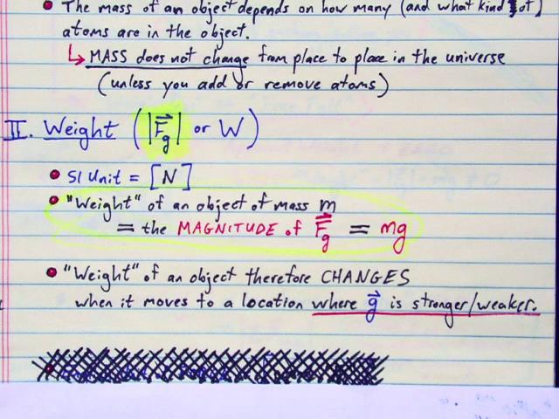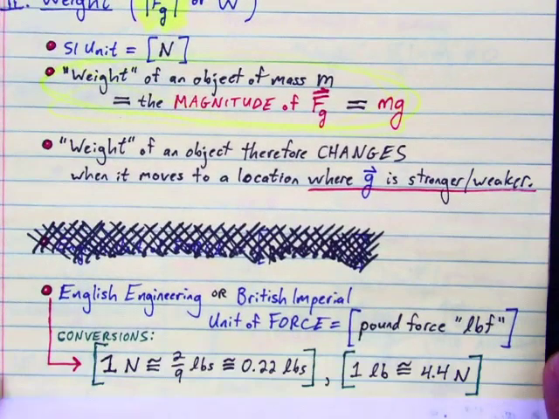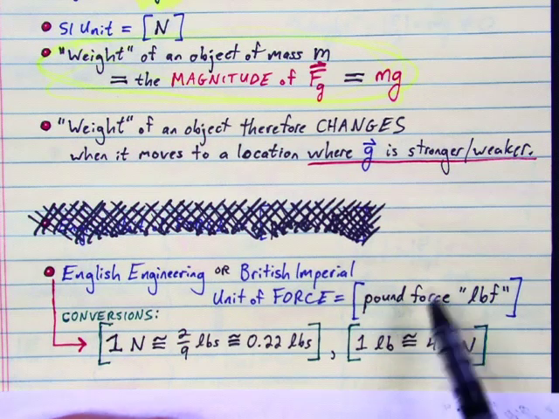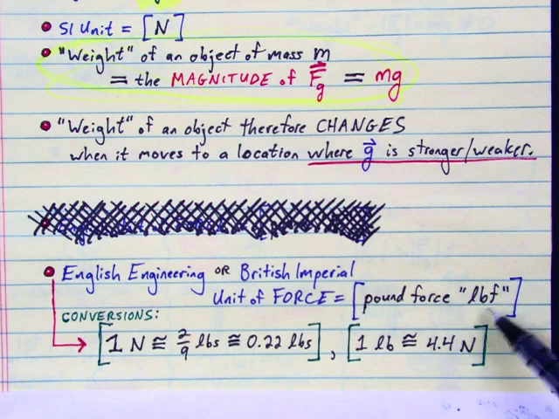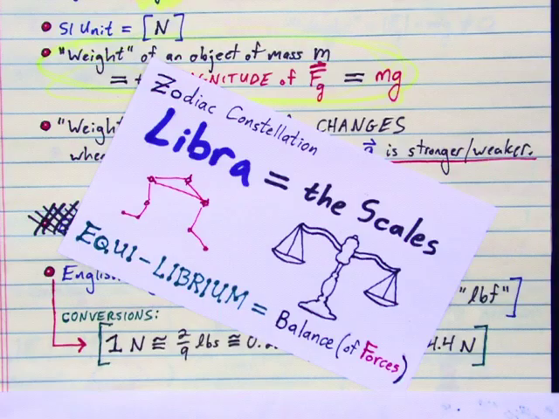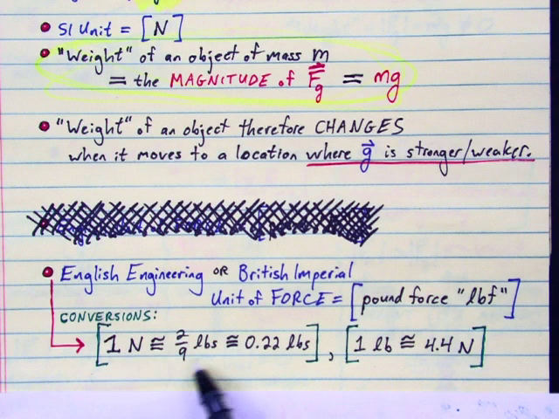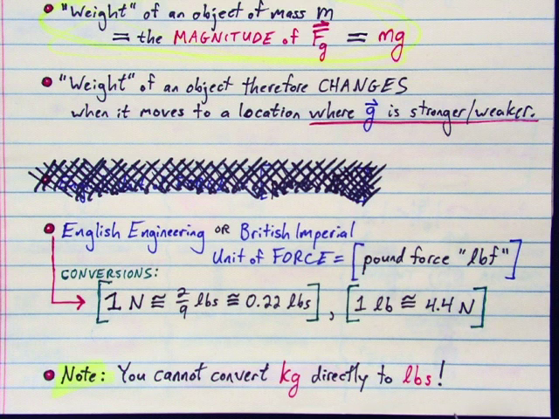You probably measure your weight in pounds, which is the English engineering or British imperial unit for force. Pound force is the unit that's used in those systems, or sometimes just called pounds, lb for short. lb stands for libra. So you can convert newtons to pounds like so, and pounds back to newtons. But what you can't do is convert kilograms directly to pounds. This is because kilograms is a measure of mass and pounds is a measure of weight, or force.